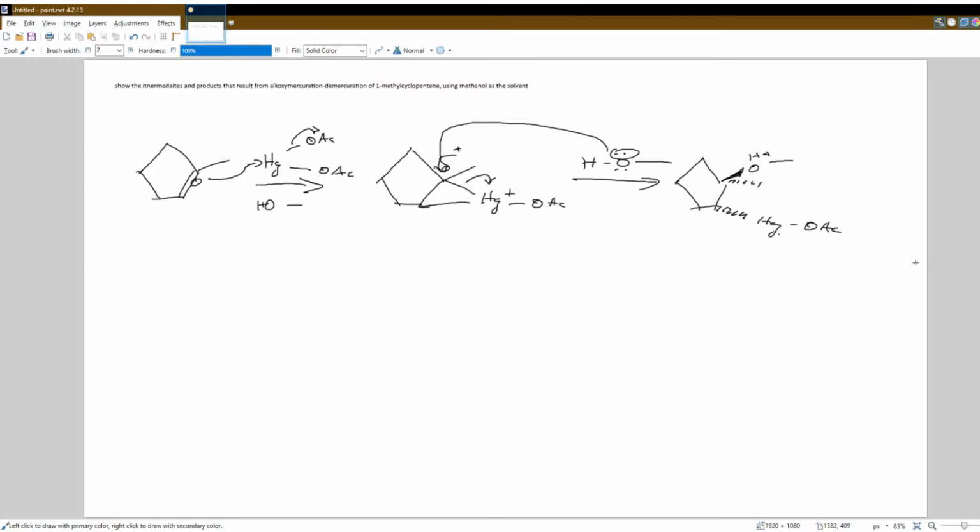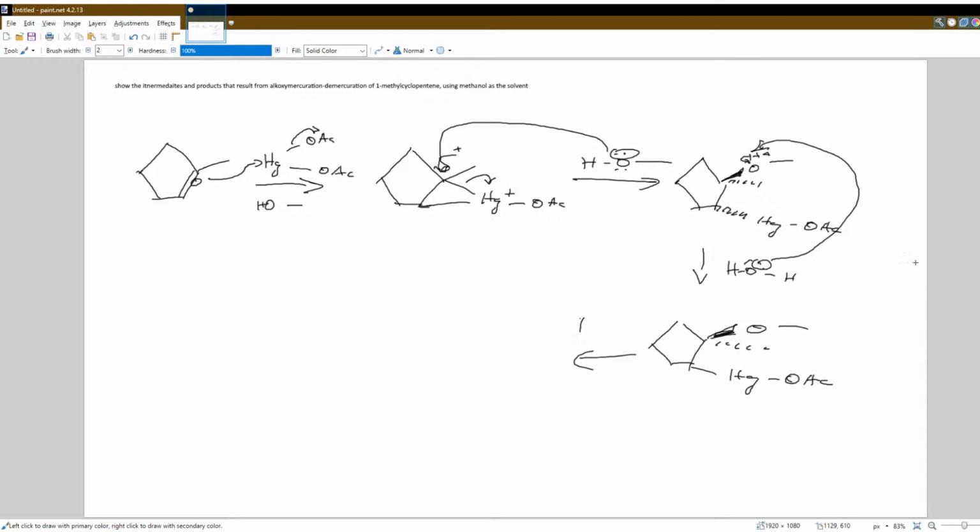HgOAc, I guess it's like this, or something like that. I'm not going to draw the lone pairs, I don't really understand them. And then there's a deprotonation step, like this. It takes the hydrogen off, and this molecule. And then NaBH4 comes by, and we turn it into one of these things.